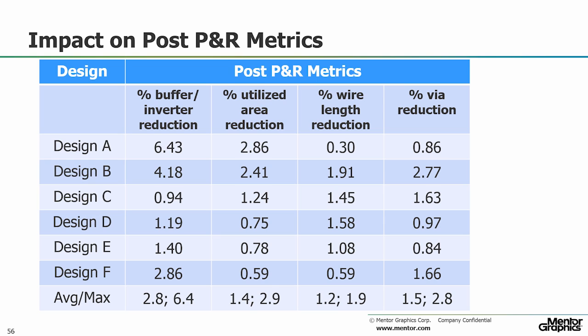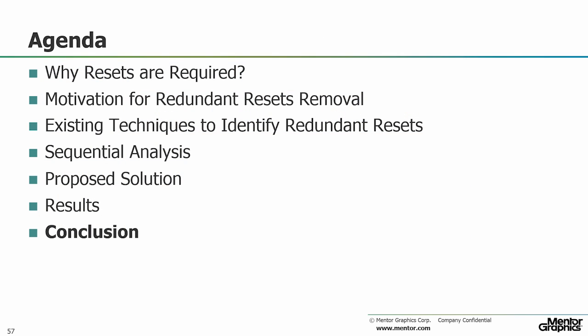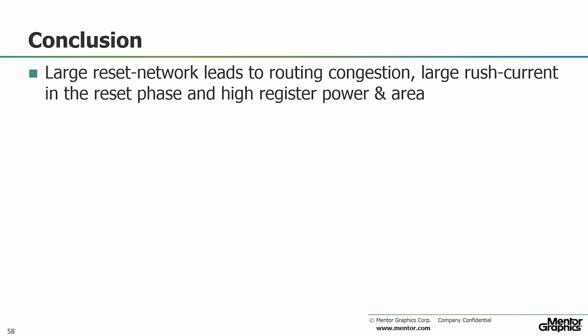Finally, we arrive at the conclusion of the webinar, where we would like to summarize the key takeaways from the session. A large reset network leads to routing congestion, large rush current in the reset phase, and high register power and area of the design.